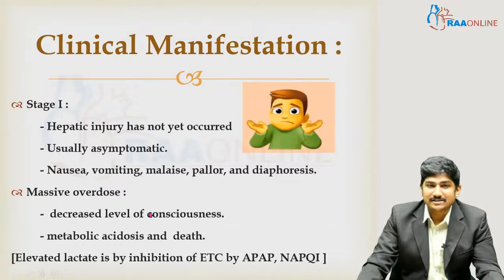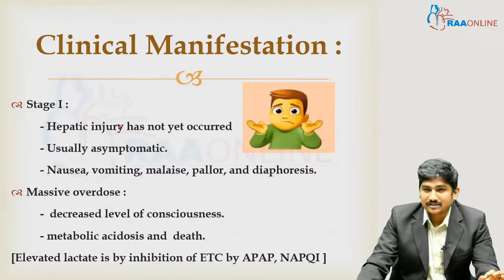So what are the clinical manifestations? Stage 1. Please be very sure, dear friends, stage 1 is usually asymptomatic. Most of the patients, more than 95% of the patients you are seeing, are going to be asymptomatic because hepatic injury has not yet occurred. Patients might have some nausea, vomiting, malaise, pallor and diaphoresis. This is only for 95% of the people.